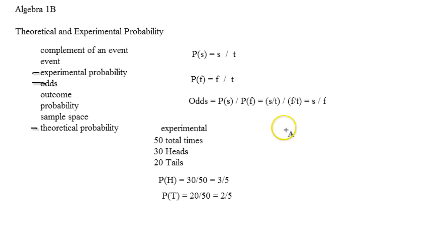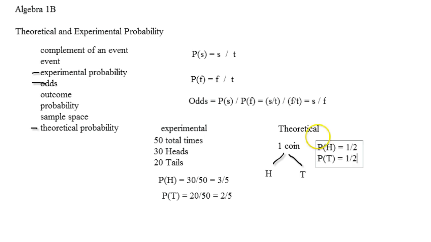Now, the difference between that and theoretical. Theoretical is a lot of thought experiments. So I'm flipping one coin, and I'm thinking about what the possible outcomes could be. I could either get heads or tails. So there's two possibilities. So the probability of getting heads is 1 out of 2. And the probability of getting tails should equal 1 out of 2 for that possibility.